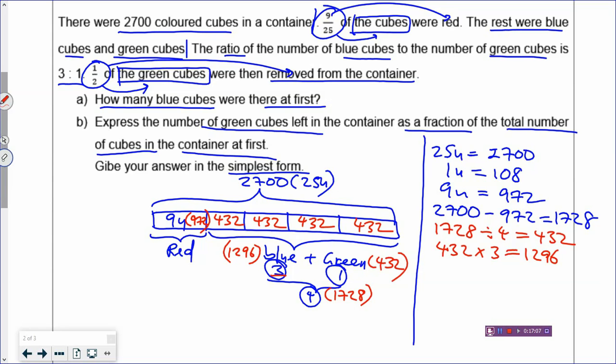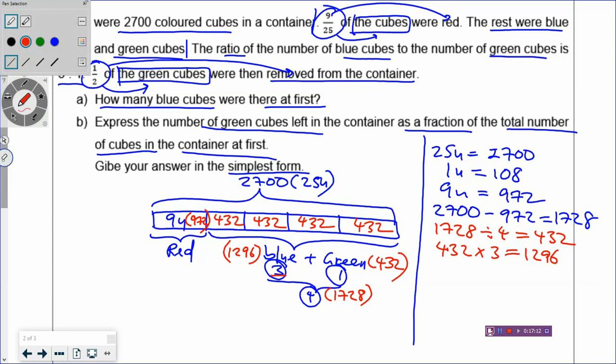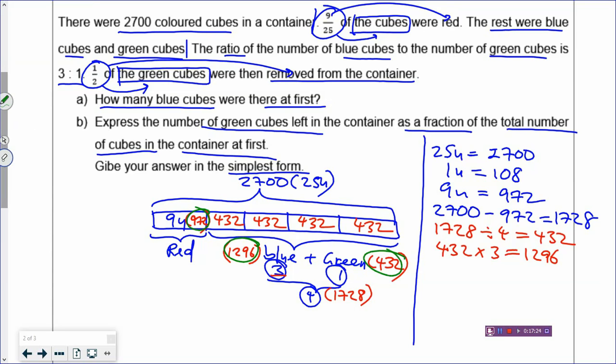And you have all the important numbers already, right? You have all the important colors, and you can see how many of each type of color. Red 972, blue 1296, green 432. Add them all together, 2700, right? So how many blue cubes were there at first? And you got your answer, which is 1296 blue cubes at first.